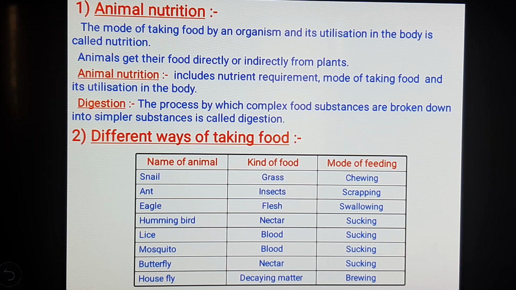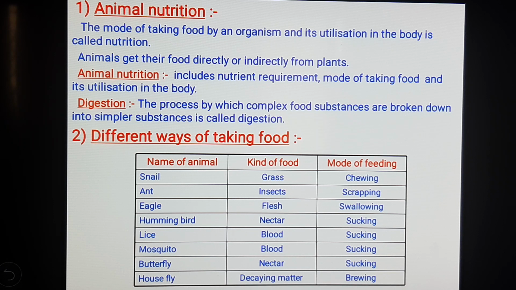Now here the first point is animal nutrition. So you have learnt in the previous chapter the different types of mode of nutrition, that is autotrophic nutrition and heterotrophic nutrition in the plant, where in the heterotrophic nutrition you learnt about the parasitic plant, insectivorous plant, as well as saprotrophic plants and symbiotic relationship you have learnt in the previous class. But now in this chapter we are going to learn about animal nutrition.